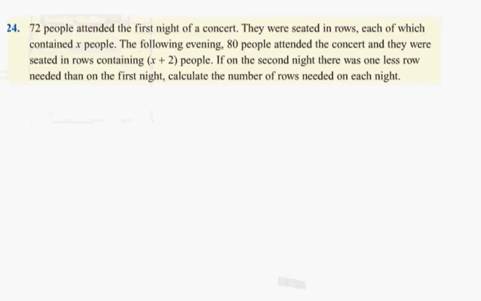Okay? So, example would be 72 people attend the first night of a concert. They were seated in rows, each of which contained X people. So 72 people were broken up into rows. Each row had X people. I don't know how many rows there was. The following evening, 80 people attended the concert and they were seated in rows containing X plus 2 people. If on the second night there was one less row needed than the first night.